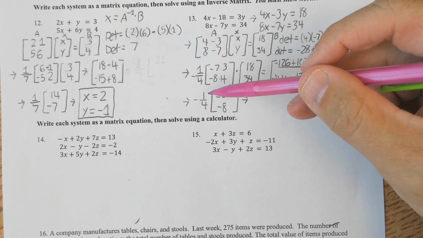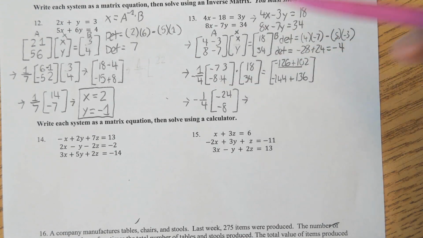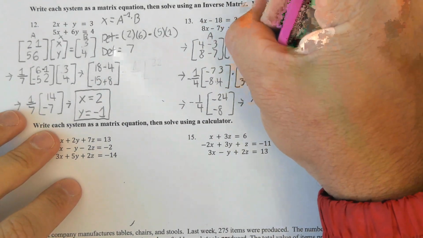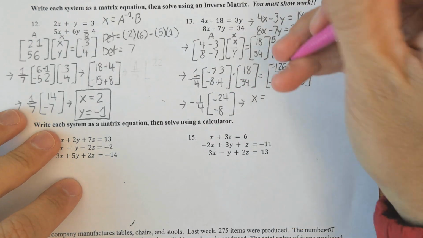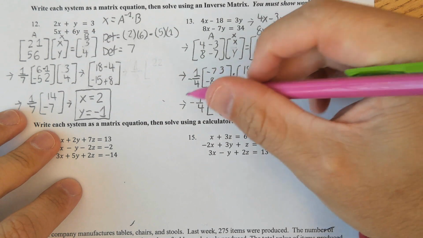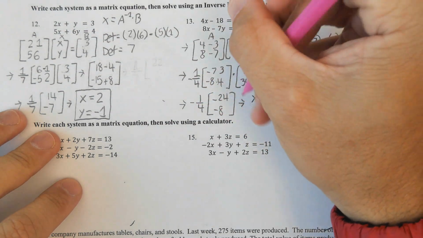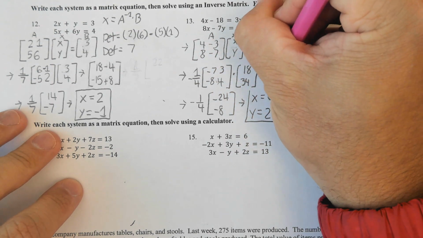So now last but not least, the easy part here, we just distribute this negative 1/4 here, and we'll get our solution. So x equals, so negative 1/4 times a negative 24 there is going to be a positive 6. A negative 1/4 times a negative 8 there is going to be a positive 2. And so your solution is 6 and 2.